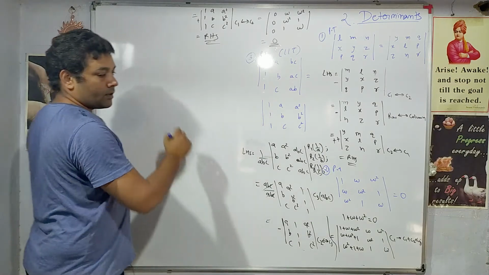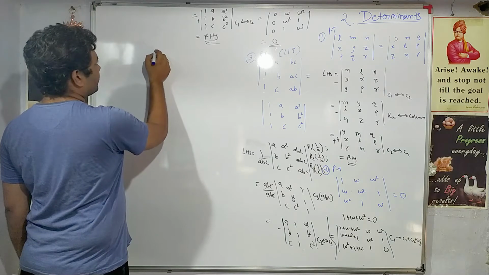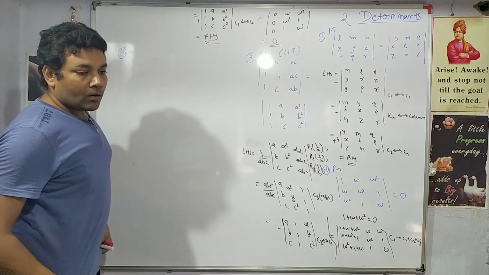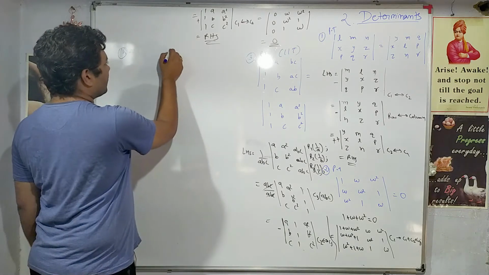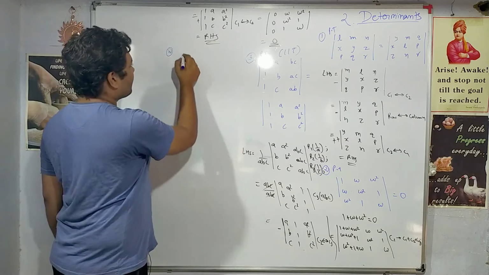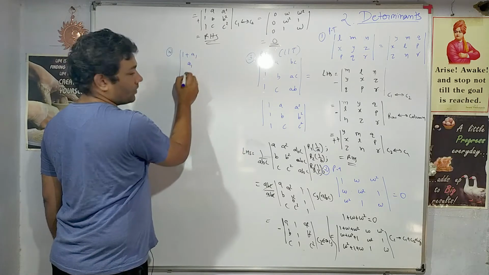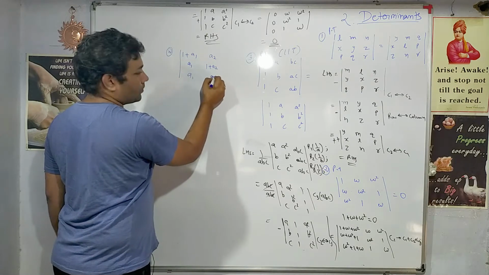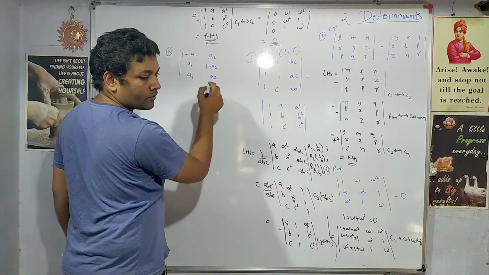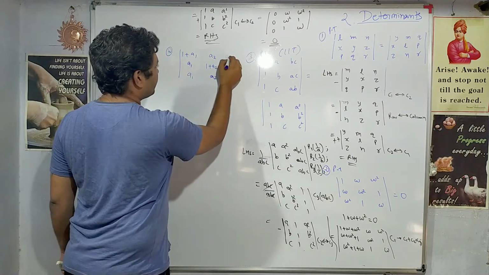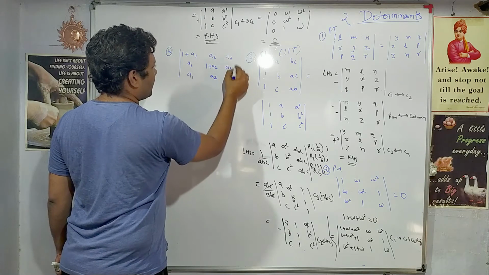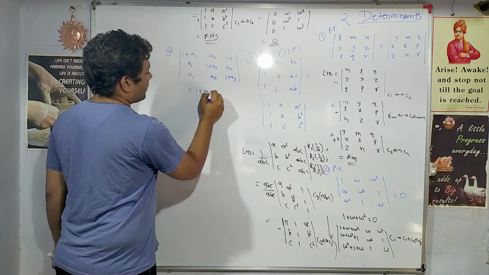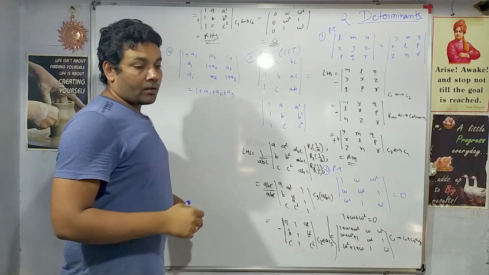Question number 4, it says, I'll write down here. This is also again a prove that type of the question. It says 1 plus a1, a1, a1, a2, 1 plus a2, a2, then a3, a3, 1 plus a3, and this is equal to 1 plus a1 plus a2 plus a3. So this is what they have asked to prove.